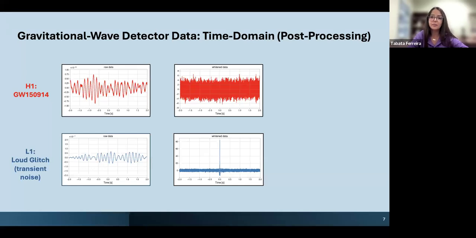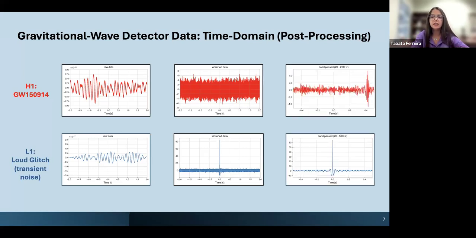For example, we have high pass, which means that we want to look at frequencies only above a threshold. We also have low pass, where we want to look at frequencies only below a threshold, and we have band pass, where we want to look at frequencies between two thresholds. Here I have what we get when I apply a band pass between 20 and 250 hertz. And now the morphology of the gravitational wave signal is much clearer. We can see the amplitude increasing over time here.